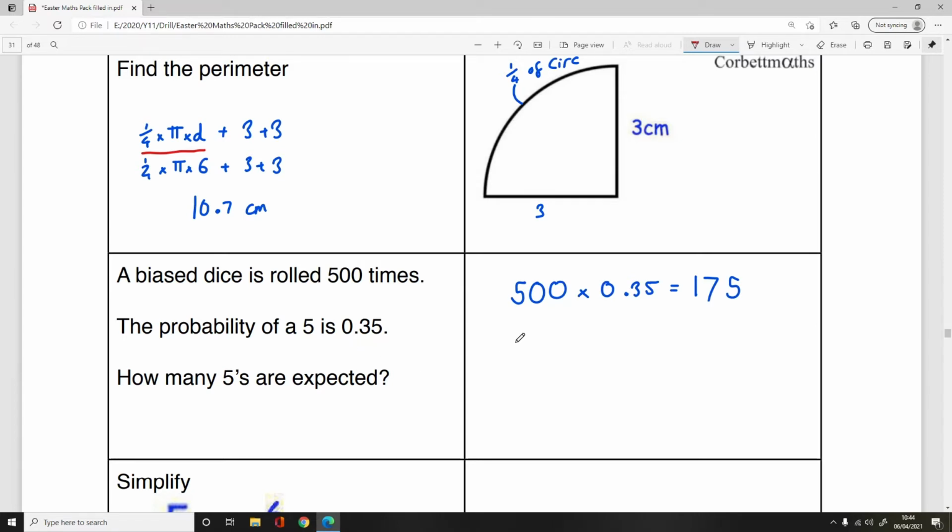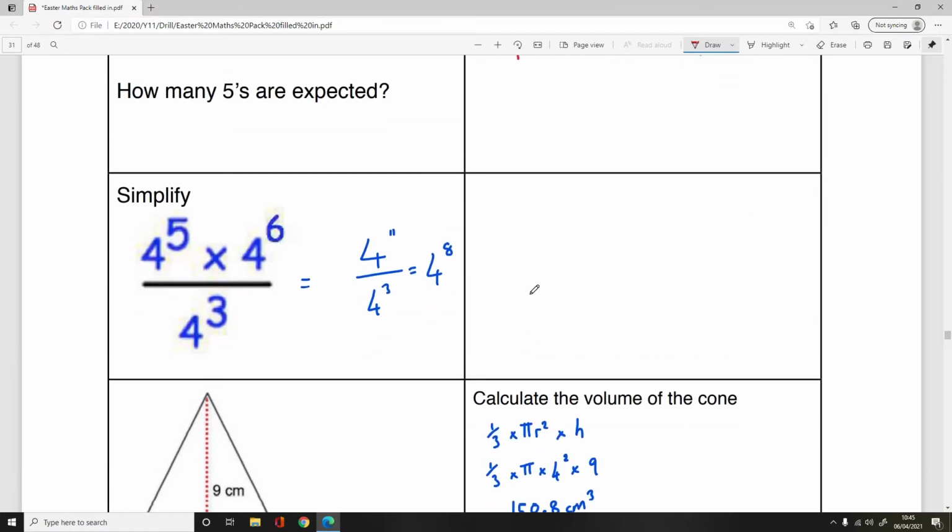Cool. Second question, if you want to get an expected frequency, which is what this is about, you multiply the number of trials by the probability of success. And that'll give you the expected frequency. Or you could think about it as 35% of 500. Simplifying, add the numbers on the top, and then it's a division, so we subtract 11 minus 3 is 8.